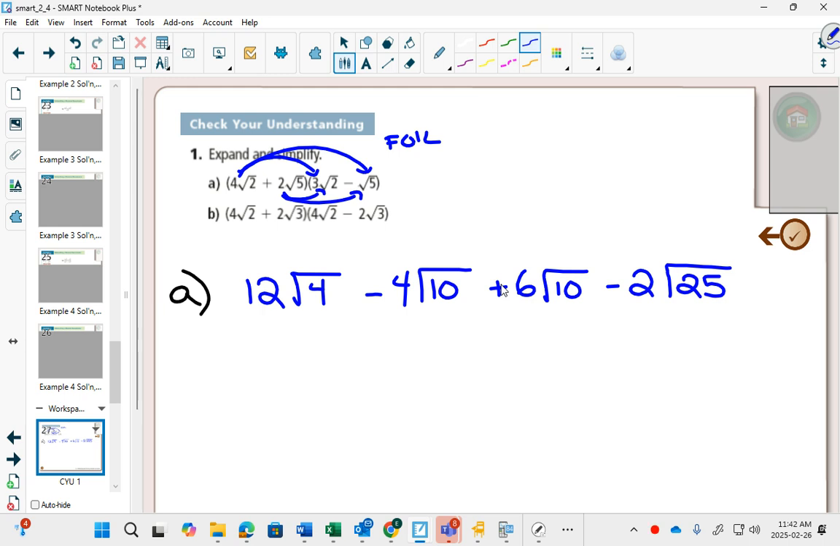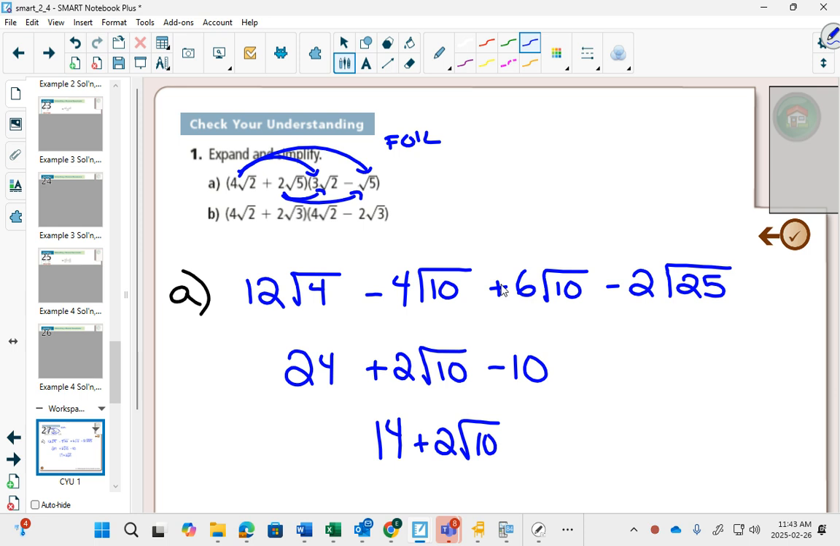Square root of 4 is 2, so this becomes 2 times 12, that's 24. The middle two are like terms, or like radicals. So I can combine those to be 2 root 10. And square root of 25 is 5, so this will be minus 10. 24 and minus 10 are like terms, so I can put them together. And I get 14 plus 2 root 10.